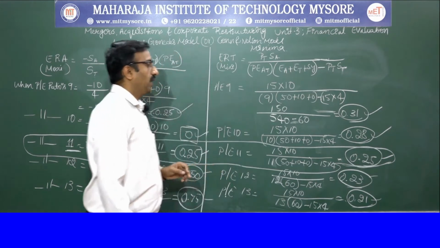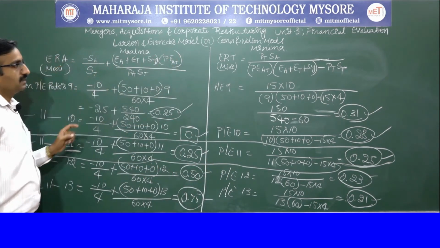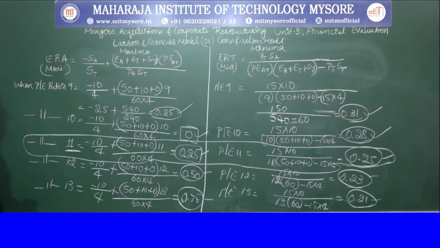Okay, this is called the Cons and Nelson model, problems and solution. Hope you understood.